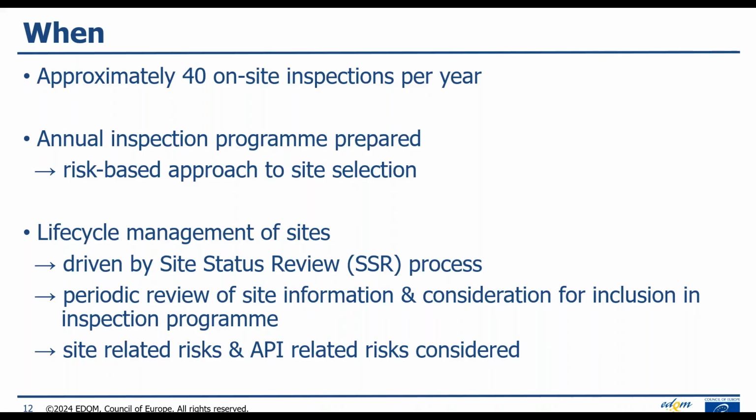So yes, as I mentioned, it's information gathering, and we would use this to feed into our risk assessment in order to determine whether a site should be added to the inspection program. So essentially there are two main types of risks we consider. One of those could be categorized as a site-related risk, and the other would be API-related risks, which are more intrinsic to the substance being manufactured at the site.